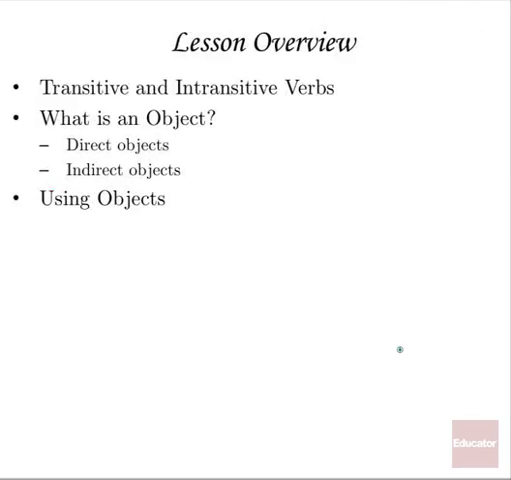Alright, we're going to begin with a brief overview. We're going to talk about transitive and intransitive verbs, which ones take an object and which ones don't. We're going to ask what is an object, we're going to look at direct and indirect objects, and finally, we're going to look at how to use objects in grammatical sentences.